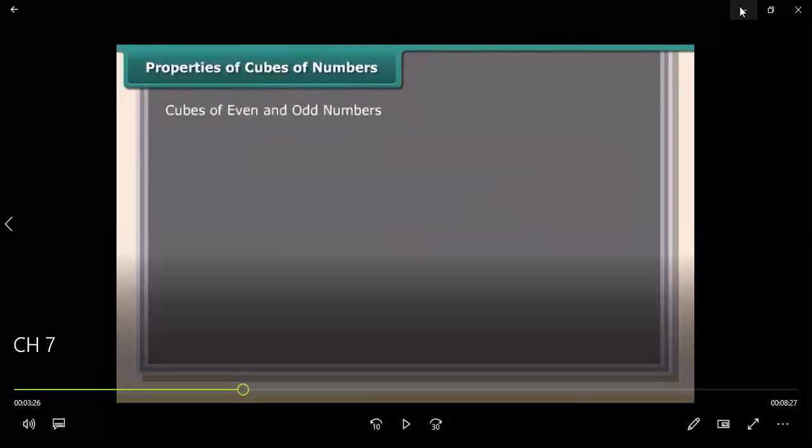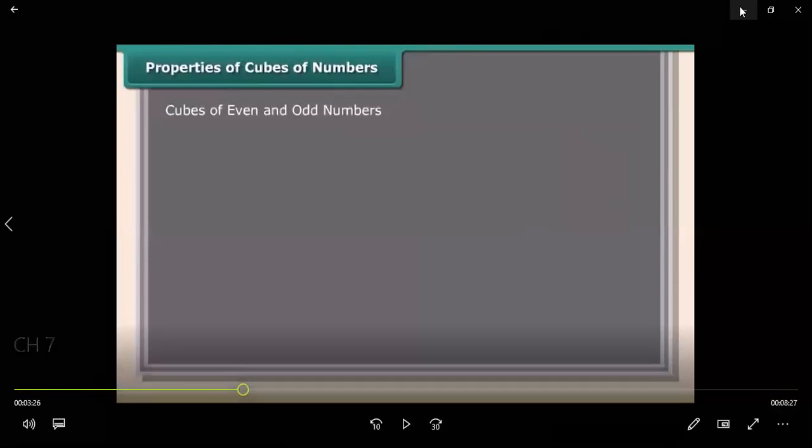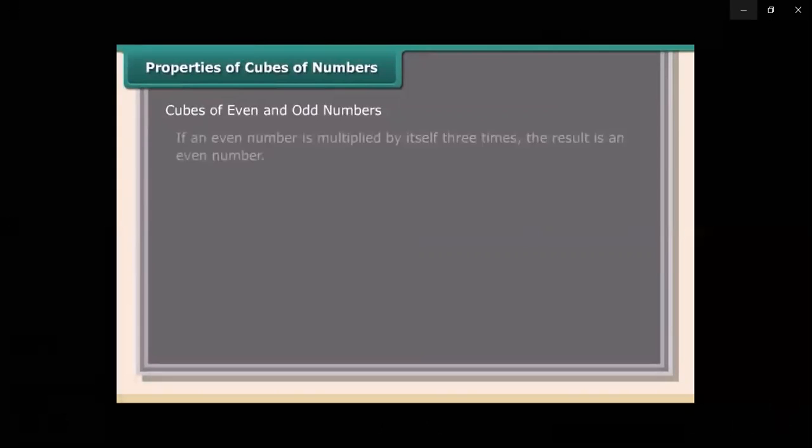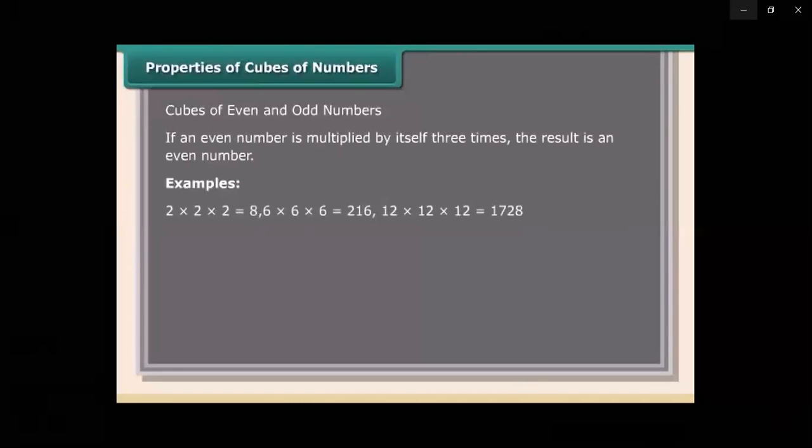Okay, let's see some properties now regarding cubes of numbers. So first property is cubes of even and odd numbers. The first one is, if an even number is multiplied by itself 3 times, the result is an even number only. For example, 2 into 2 into 2 we are getting 8. Similarly, for 6 we are getting 216, and for 12 cube we are getting 1728. So in all these examples you can observe that we are getting only an even number.